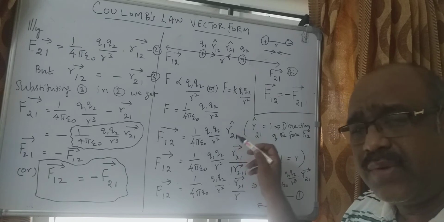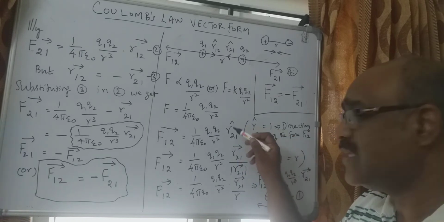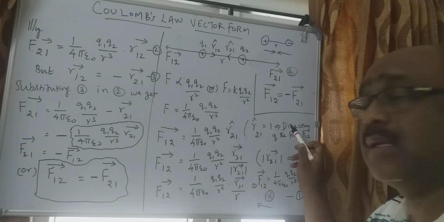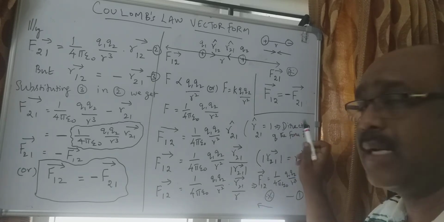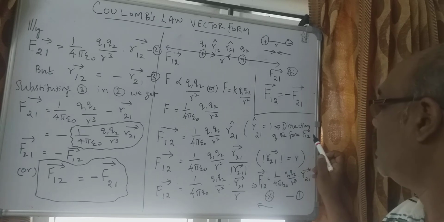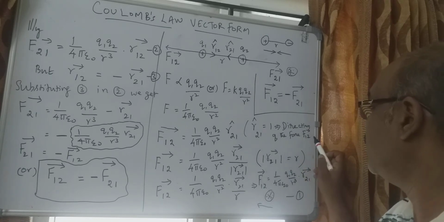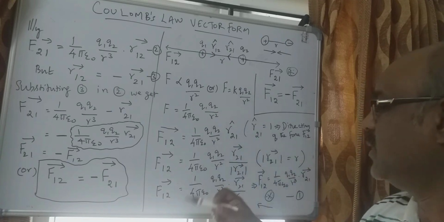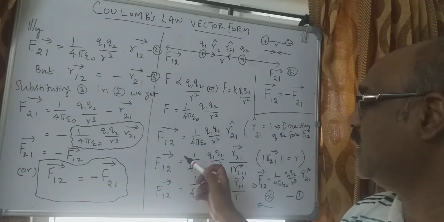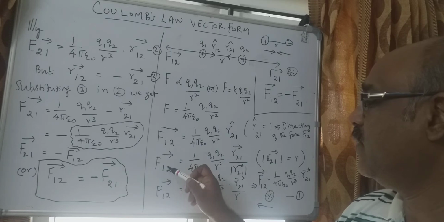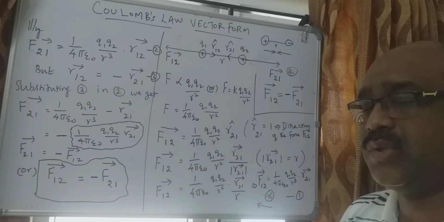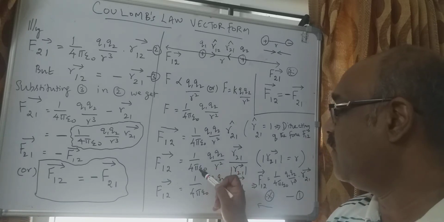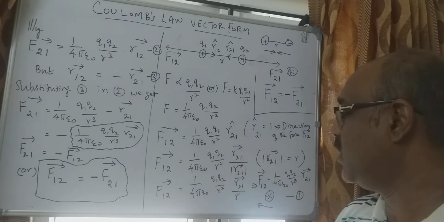And since this is a unit vector, its value is 1, and it is denoting the direction of the force F1,2 with vector symbol. Again, let us write this again. F on 1 by the charge 2 in vector notation can be given by 1 by 4 pi epsilon naught q1 q2 divided by r square.